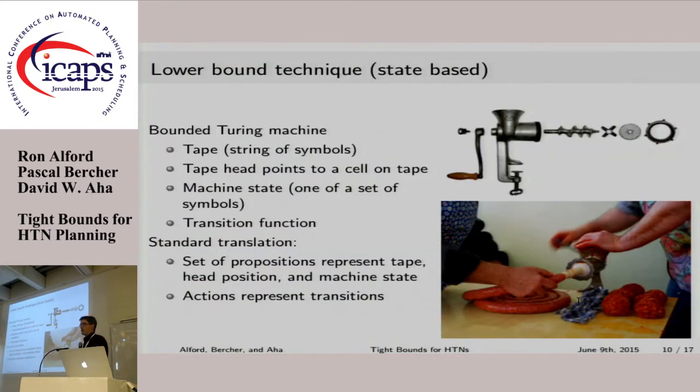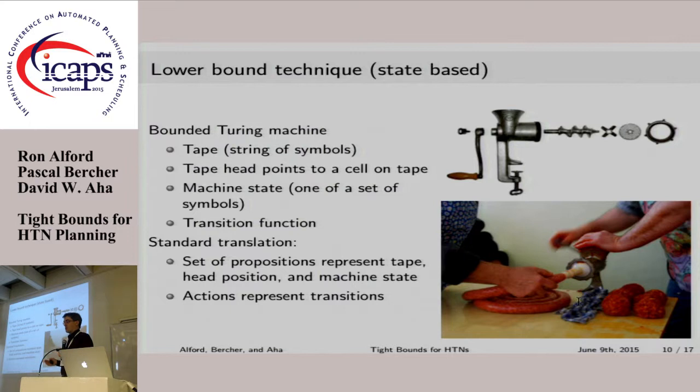But I still have 5 minutes left, so I'm going to abuse you with my proof techniques. Lower bound techniques. So this is kind of the meat of the paper here. This is where we can code a bounded Turing machine into whatever subset of HTN planning we're worried about. I refer to this as the Meatgrinder technique. We take our bounded Turing machine, tape head, machine state, and a transition function over that, and we just assemble it with our propositions and actions in our state space, and then we crank it and we see if sausage comes out or not. It's an old technique, but it's still great.